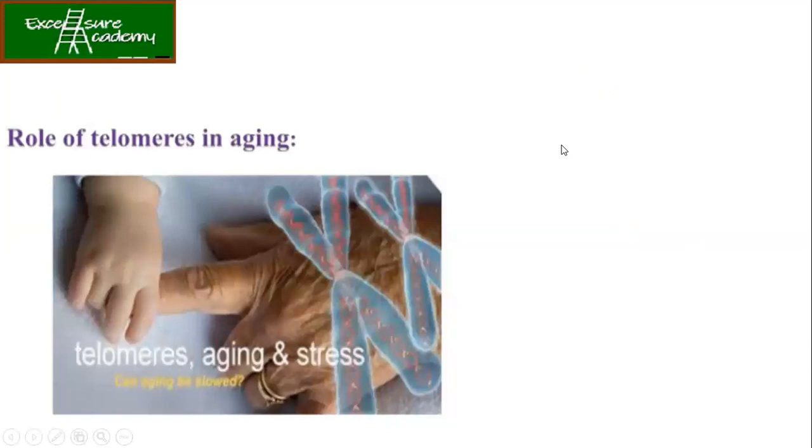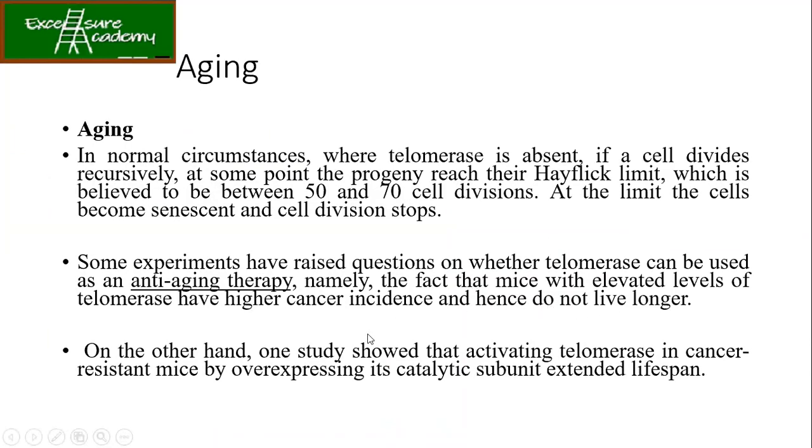Okay. Now let's see a small thing, already we have discussed this, the role of telomeres in aging. Just see again the introduction. So in the normal cases, we know that the telomerase is absent. And we know that the cell is going for 50 to 70 cell divisions. And this particular thing is also known as Hayflick limit. Have you heard of this Hayflick limit? Yes. Okay, good. So you guys know what is Hayflick limit, right?